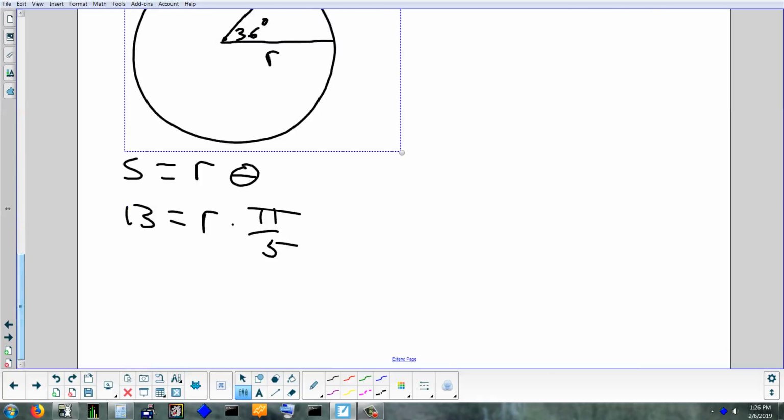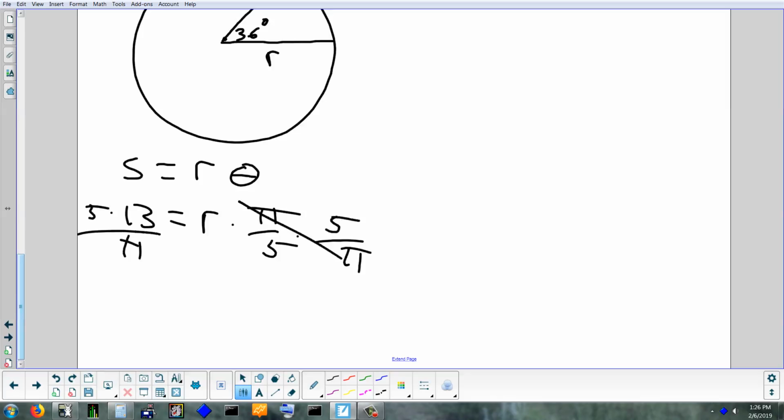Okay, so we're trying to get R by itself, and this time there's two numbers next to R that we want to get rid of, the pi and the 5. And we can get rid of both at the same time if we multiply both sides by the reciprocal. And what's the reciprocal of pi over 5? 5 over pi. So if you do that, pi's cancel, the 5's cancel, everything on the right is gone except the R. On the left, there's nothing left to do except 5 times 13.